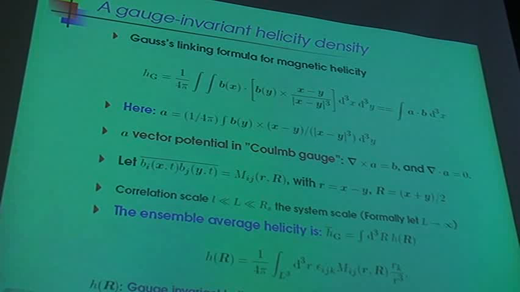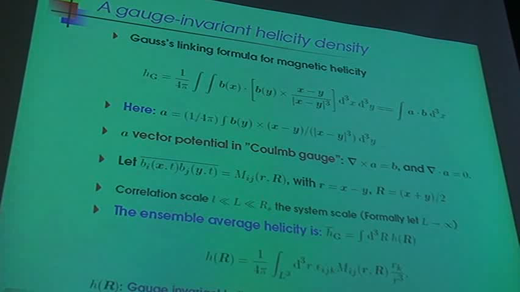Provided I have a correlation length which is much smaller than the scale of the system, for this random field, I can define a density of helicity. No need to call it scale separation. It's just a natural feature of virtually any realistic random field. Yes, finite correlation length, that's right.